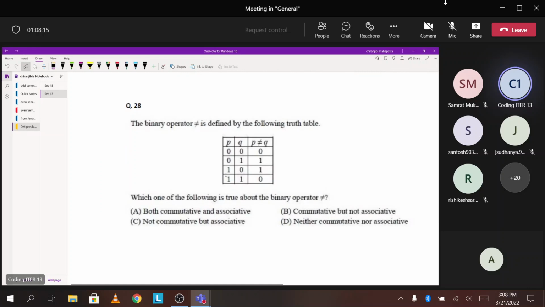Okay, just think over it and tell me which one is the correct one. So the operator not equals to, whether this is commutative, associative, or commutative but not associative, neither commutative nor associative, which one is the correct one? Just think over it and tell me. Do you know what commutative and associative properties are?